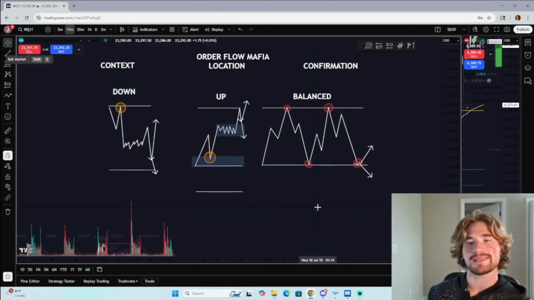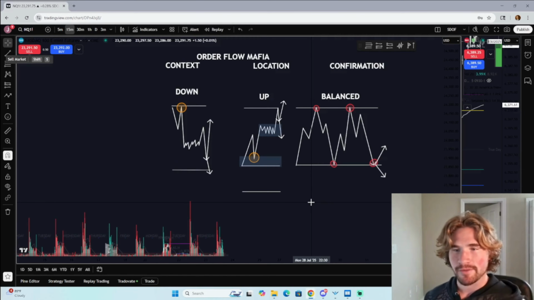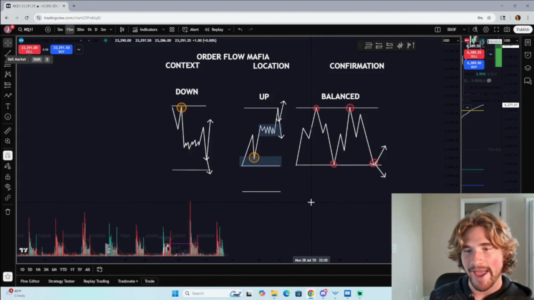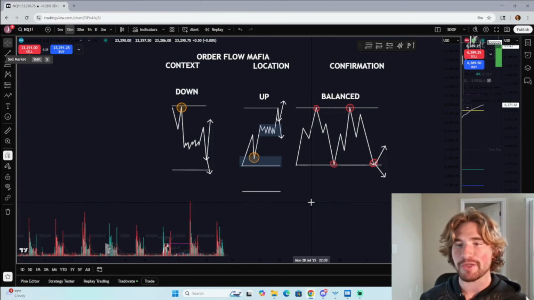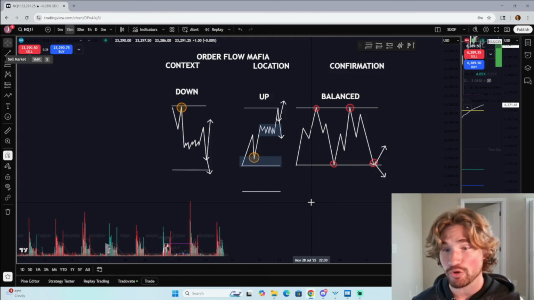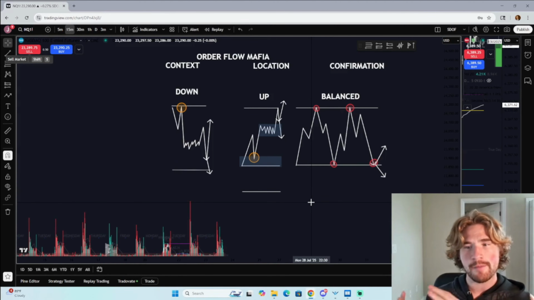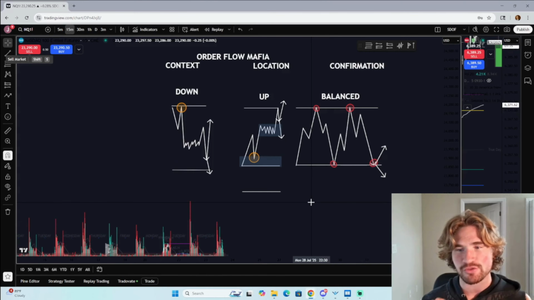And then lastly is confirmation. My system, the way that I trade, the way that I have found that this system works best, is after identifying the context and identifying the location, I use order flow tools like a heat map through Bookmap and I use a footprint chart to see who's in control between buyers and sellers in this range.